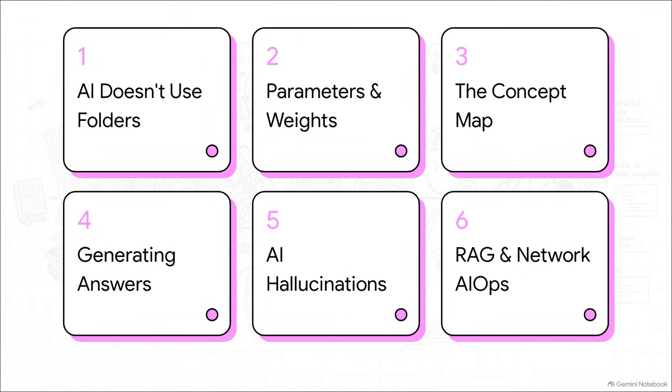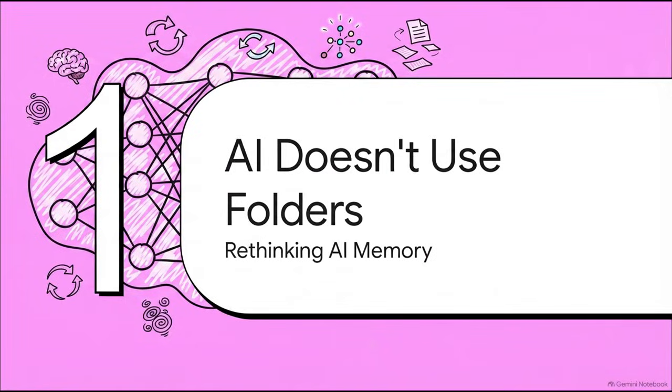Number 1, AI doesn't use folders. 2, parameters and weights. 3, the concept map. 4, generating answers. 5, AI hallucinations. And finally, 6, RAG and network AI ops. All right, let's jump right into section 1.